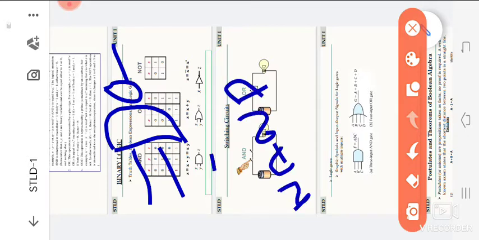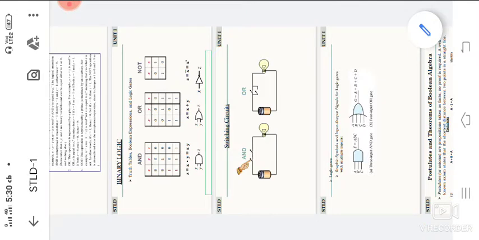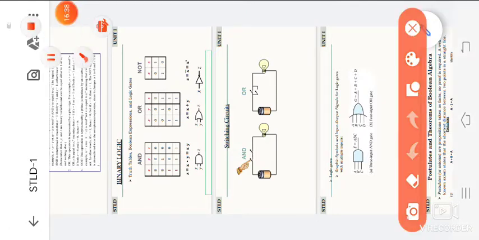N-A-N-D. If we remove this N, we get the AND gate. Here N indicates the NOT gate. AND gate plus one inverter bubble is called the NAND gate. It is the reverse operation: you will get the complemented output. We have to observe this. So this is the NAND gate circuit diagram.